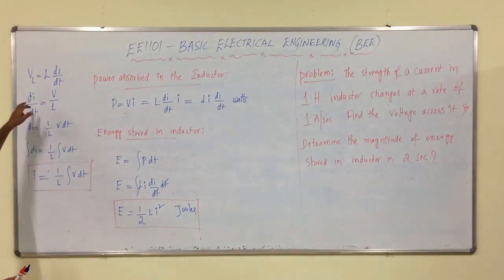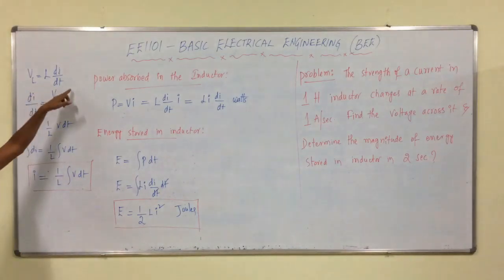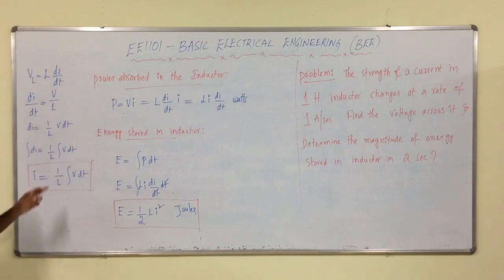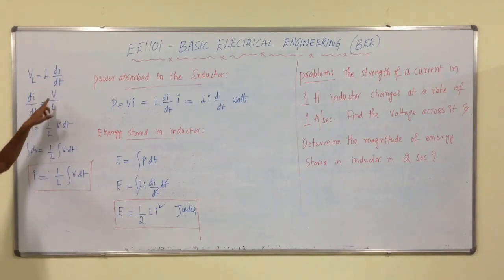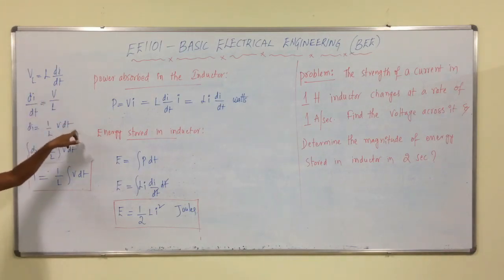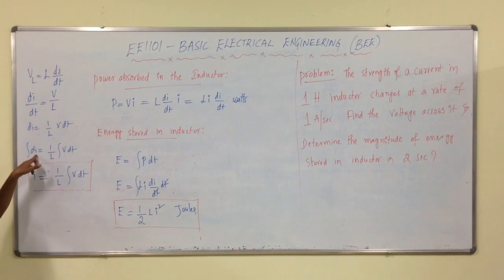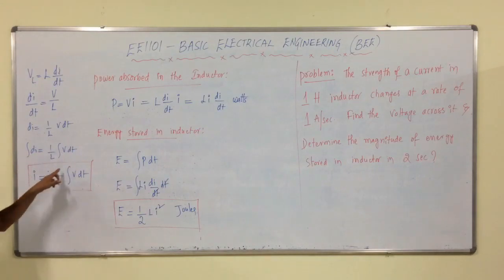So, we know that VL is equal to L into di by dt. From this, we have to calculate the current. So, di by dt is equal to V by L. So, di is equal to 1 by L into V dt. To get this current, we have to integrate this term. So, integral of di is equal to this part. From this, i is equal to 1 by L into integral of V dt.